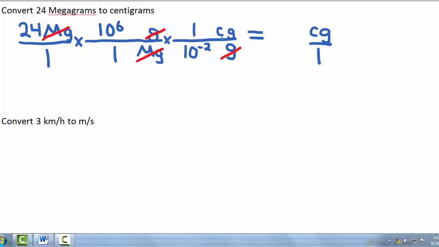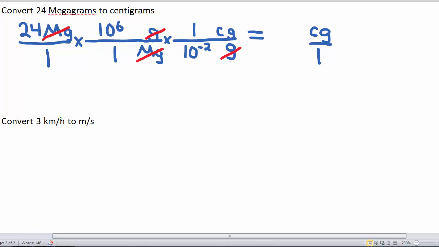So if I just double check now that my units all work out, I have centigrams on the top here and nothing else. Those two both canceled. So that's good. And I have this one canceled, this one canceled. So just a bunch of 1s on the bottom here, and that's what I want.